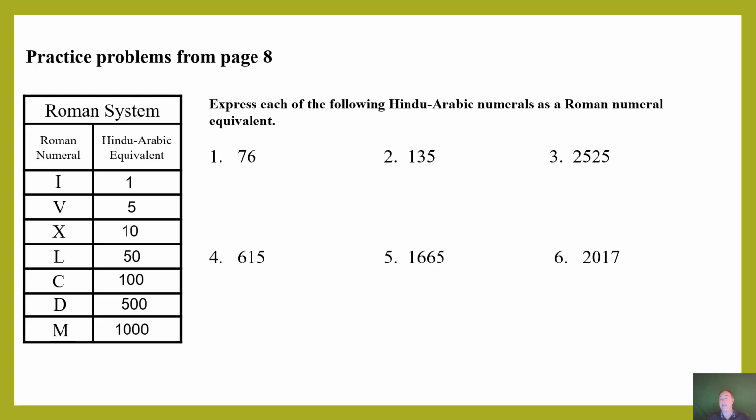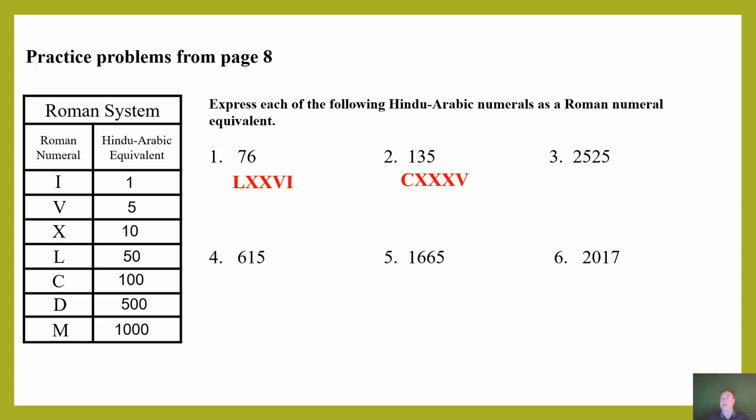So if you look at 76, what's the largest symbol, number that Hindu-Arabic value goes in there? Well, 50. 50 goes into 76 once. So that we would have 1 L, and then we would need 2 10s, so that's XX, plus 5, which is V, plus 1 is I. So it would be LXXVI. 135, you would have had 100, which would be C, 30, which would be 3 X's, 5, which would be a V. So that should be CXXXV.